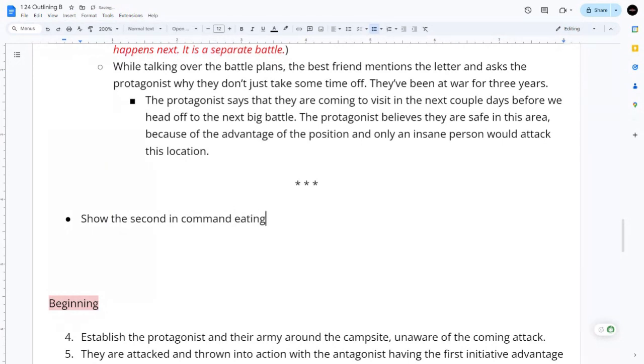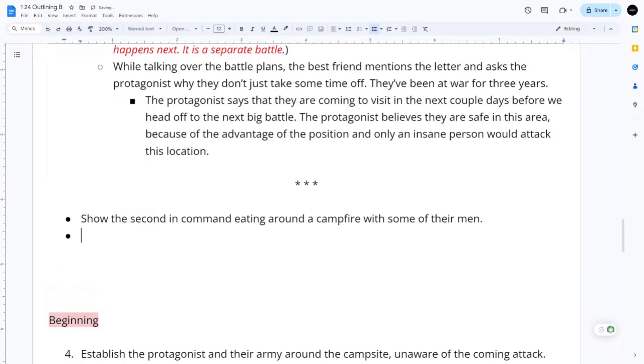Eating around a campfire with some of their men. Okay. They're talking about who they miss back home. So we're establishing that these are real people.